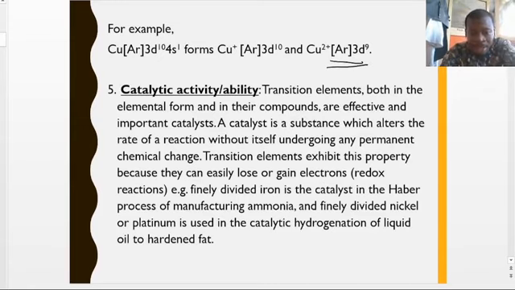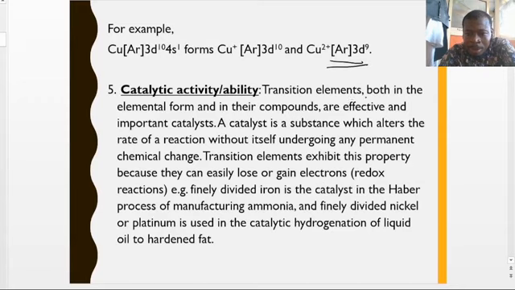Lastly is the catalytic activity or ability of these transition metals. Transition elements generally have catalytic properties, so that's why you can see that in most chemical reactions in chemistry, when you make use of catalysts, those catalysts are often made up of transition metals or transition elements. So we are going to see the primary reason why they do that.